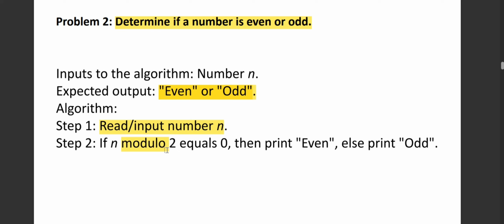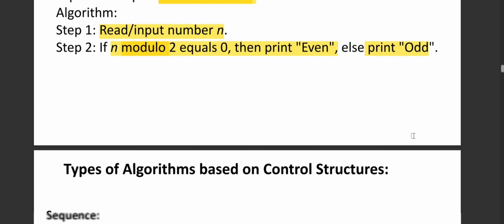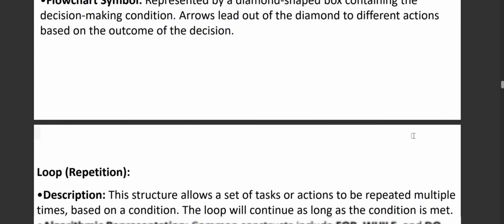We use this logic everywhere where we find even and odd. So if n modulo 2 is equal to 0, then print even. If no, then we have no other option, we should print it as odd. And I will tell you another example and let's conclude this session.